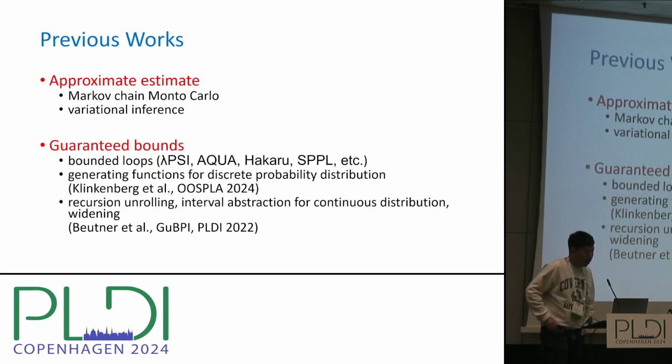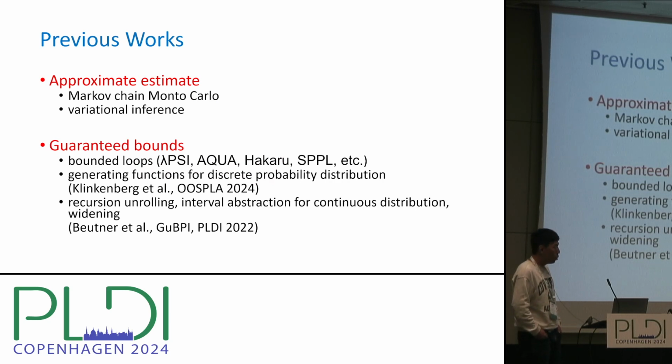To solve this posterior inference problem over Bayesian programs, there are several previous works. The first one, the most suitable one, is through sampling methods. We can perform approximate estimates with Markov Chain Monte Carlo, and we may also solve this problem with variational inference. But here we focus more on guaranteed bounds, which adopts static analysis methods. There are several previous works, such as for bounded loops.